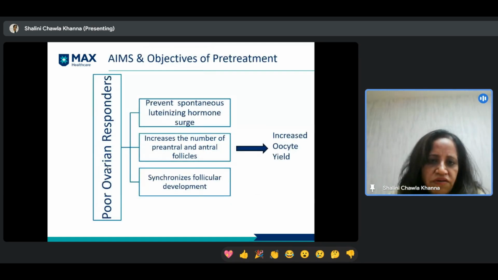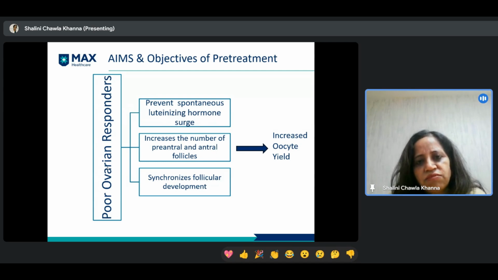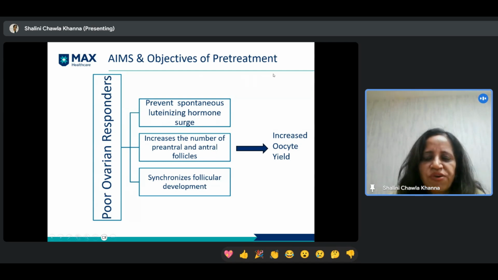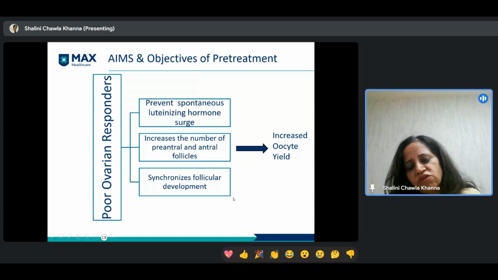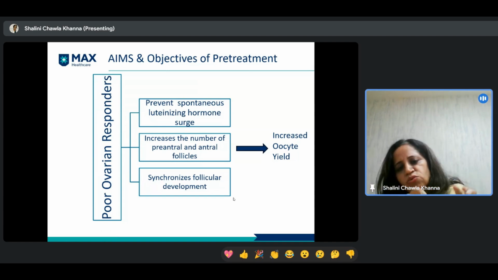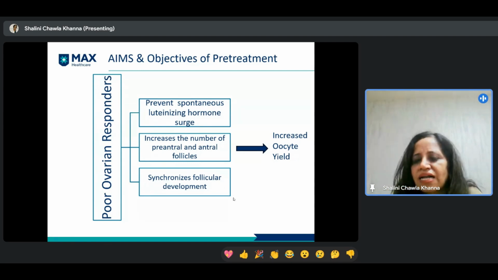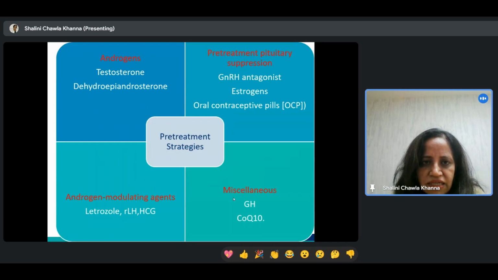Now in poor ovarian responders, what are the aims and objectives of this pre-treatment? It is to prevent the spontaneous luteinizing hormone surge, increase the number of pre-antral and antral follicles, and synchronize the follicular development. When we are able to achieve all these 3 aims, ultimately it will lead to an increased oocyte yield.